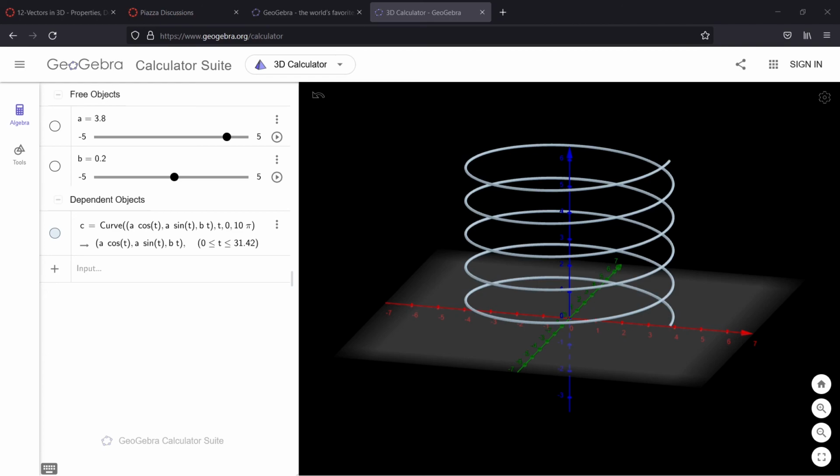So in the next couple lectures, what we're going to be doing is really investigating these things and seeing what similarities and differences there are between parametric curves in 3D and parametric curves in 2D.